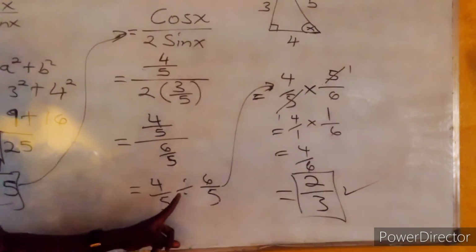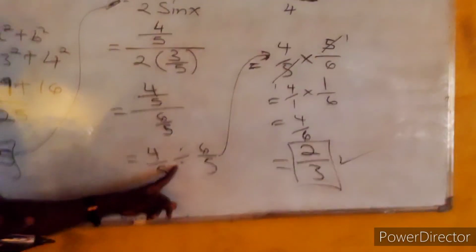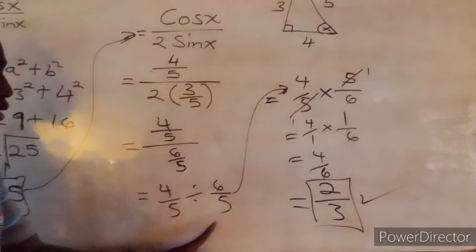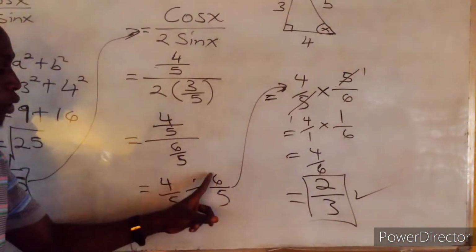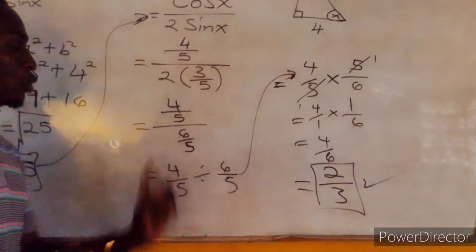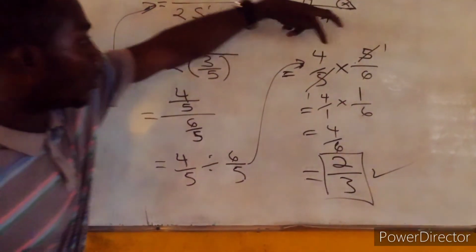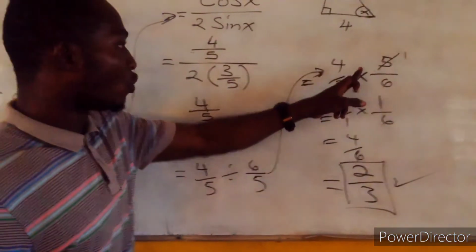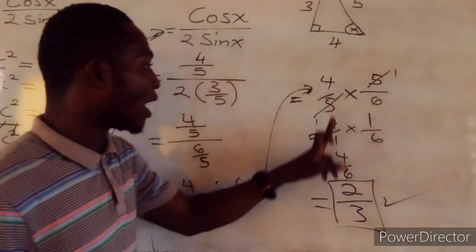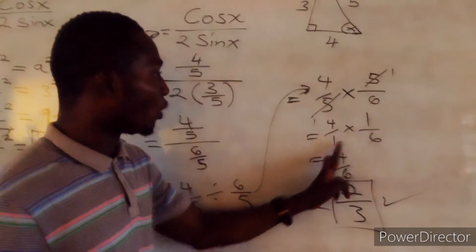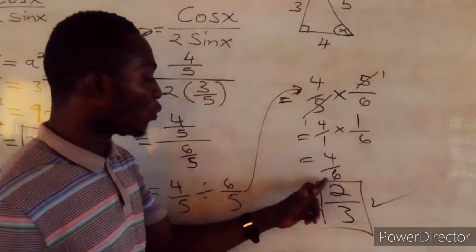We want to simplify. So to simplify, we change this sign. And by changing this sign, it means that we are going to reciprocate, meaning the numerator will come down to the position of the denominator, and the denominator goes up to the position of the numerator. That's how we got 5/6 instead of 6/5, and the signs are changed. So 5 here cancels out 5, we leave 1 down here and 1 up here. 4 times 1 is 4, 1 times 6 is 6, so that is 4/6.